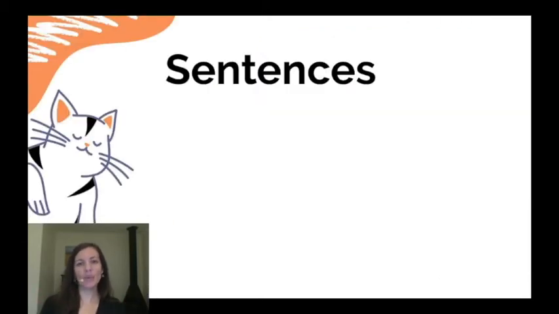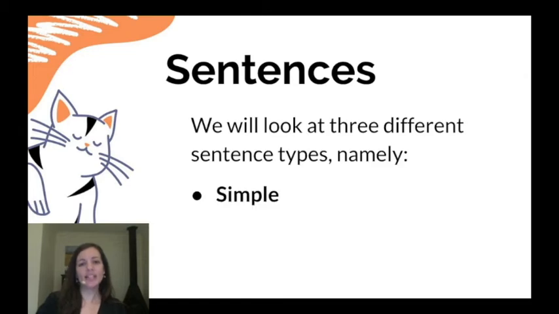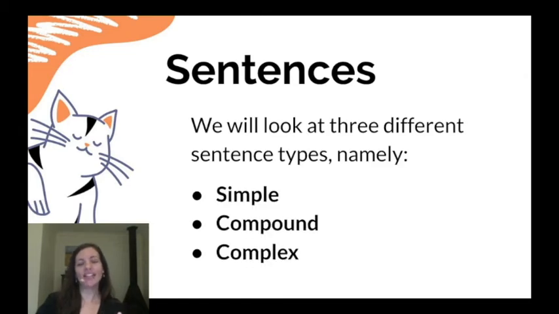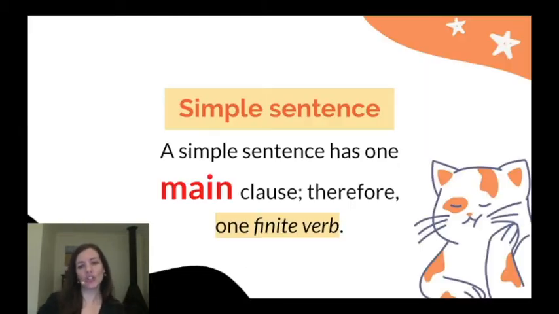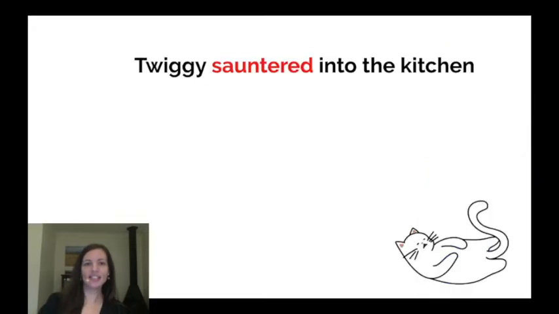So, I said we were going to look at sentences, and we're going to be looking at three different types: the simple, the compound, and the complex, and we're going to do those in turn. Starting with a simple sentence has one main clause. So we're looking for one finite verb in the sentence.